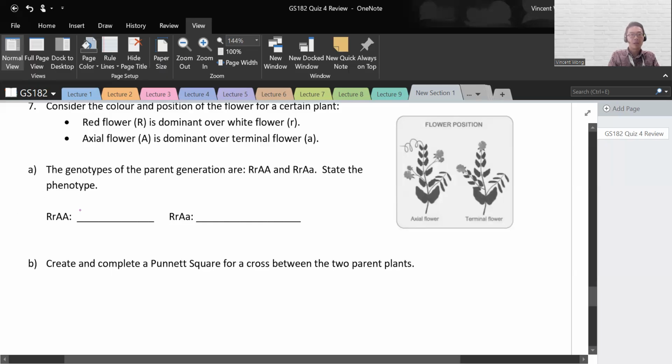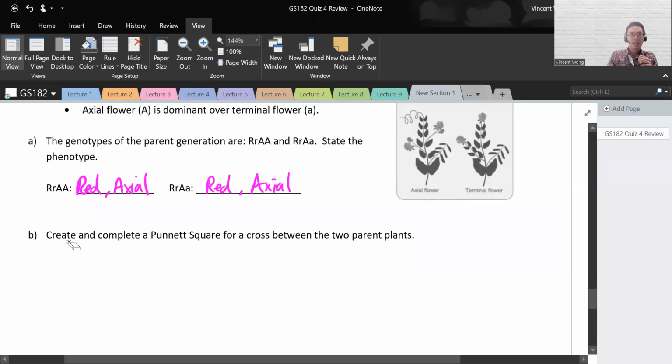Okay, so because it's big R, it's going to be red. Capital A is going to be axial for this parent. For the other parent, because there is a capital R, so it's also going to be red, and it's also going to be axial. So phenotypically speaking, they look the same, but genetically their makeup are going to be different. Create and complete a Punnett square for the cross between the two parents.